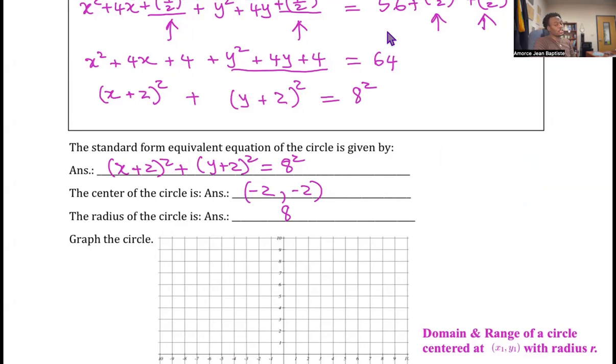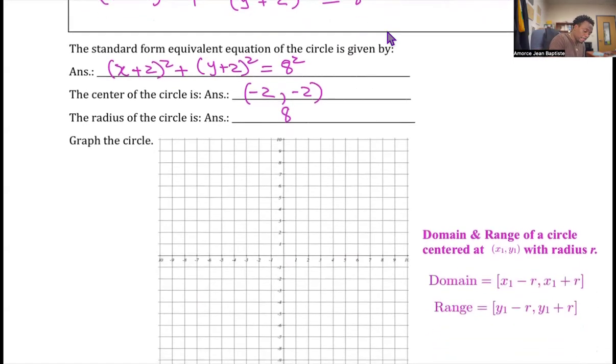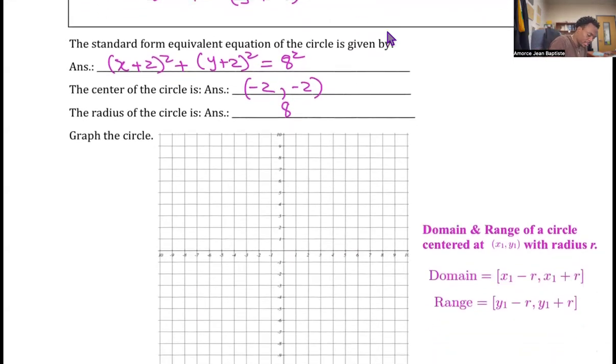Well, first, we want to find the center. Let's see what's the center. Center is negative 2, negative 2. So it will be here. And the radius is 8. So that's 1, 2, 3, 4, 5, 6, 7, 8.